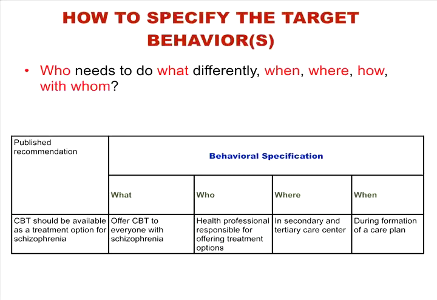If you think about using this behavioral specification approach, you may say, what should health providers actually do? They should offer CBT to everyone with schizophrenia. Who should be doing it? Any health professional responsible for offering treatment options to psychiatric patients. Where should they do it? In secondary and tertiary care centers. And when? When they're formulating a care plan with that patient. This helps you understand exactly what should be happening, and you can then measure where things are breaking down and why.